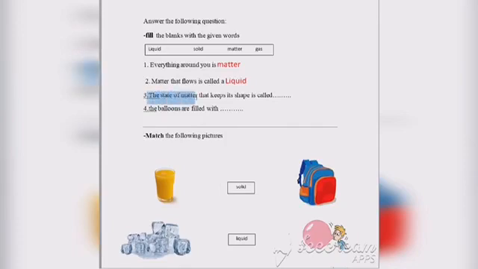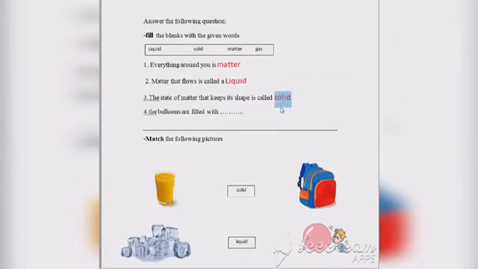The state of matter that keeps its shape is called... What is the state of matter that keeps its shape? Solid is the correct answer. Solid is a state of matter that keeps its shape. Very easy.